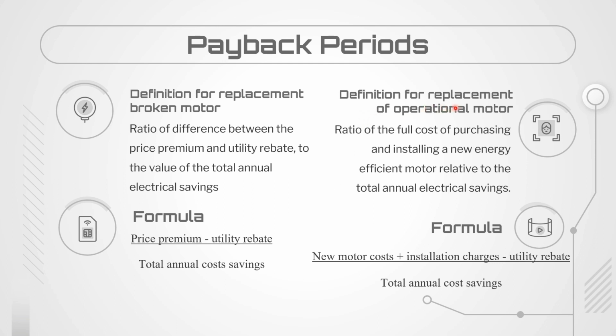As for replacement of an operational motor, the definition is the ratio of the full cost of purchasing and installing a new energy efficient motor relative to the annual electrical savings. So the general formula: new motor cost, we add the installation charges, minus the utility rebate, per total annual cost savings.